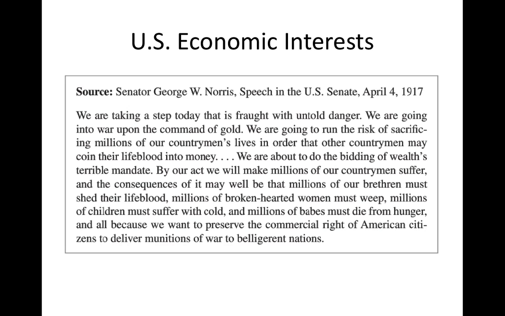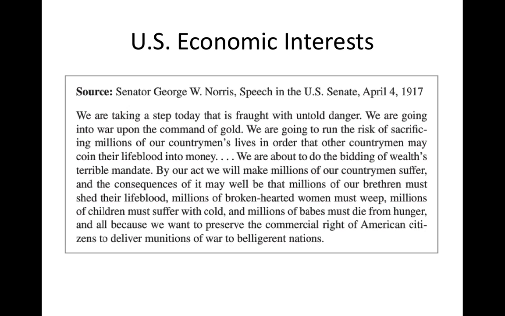George Norris certainly agrees. He was a senator in 1917 who was against the war, and he said that we are taking a step today that is fraught with untold danger. We're going into war upon the command of gold. We're going to run the risk of sacrificing millions of our countrymen's lives in order that other countrymen may coin their lifeblood into money. We are about to do the bidding of wealth's terrible mandate.